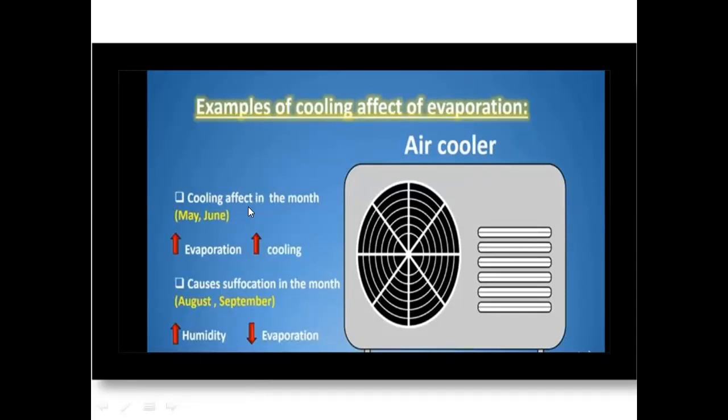Third example, the working of an air cooler. This gives the cooling effect in the months of May, June, July, and so on. The increase in evaporation increases the cooling. But the same cooler becomes ineffective in the months of August and September because of the suffocation caused due to high humidity present in the air.